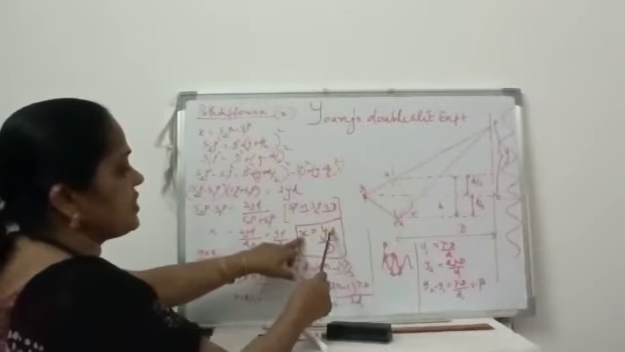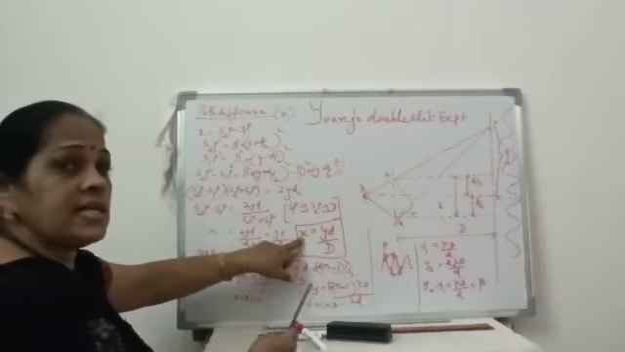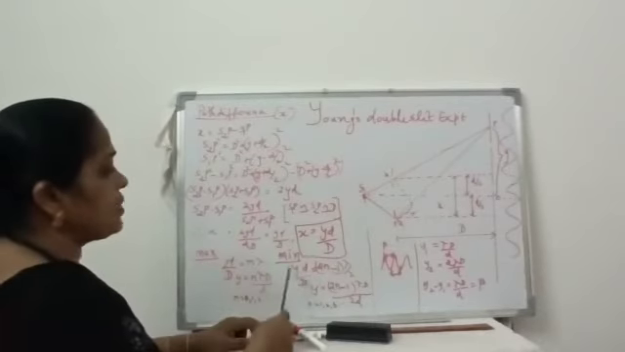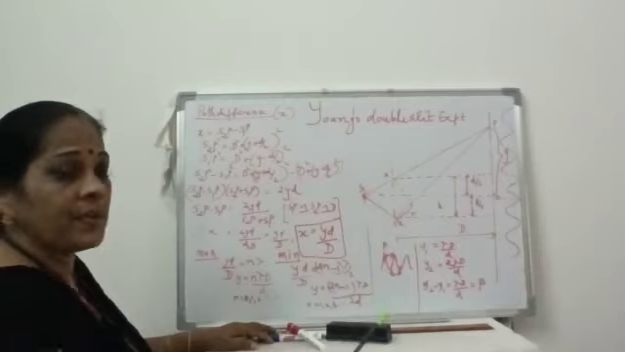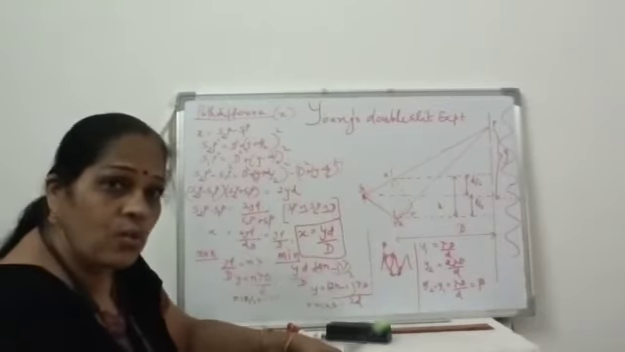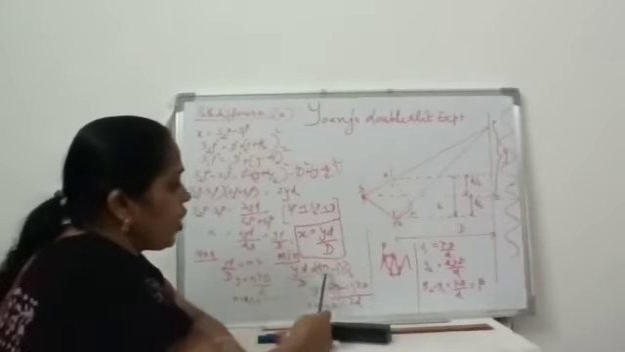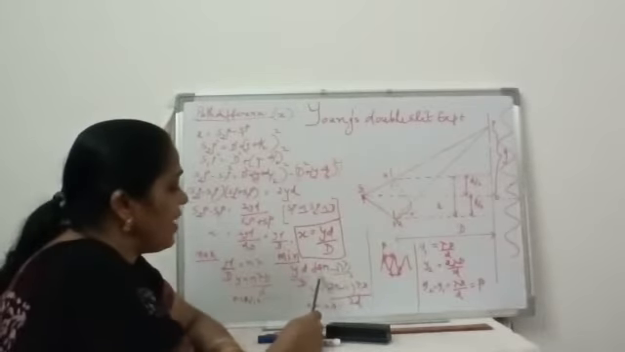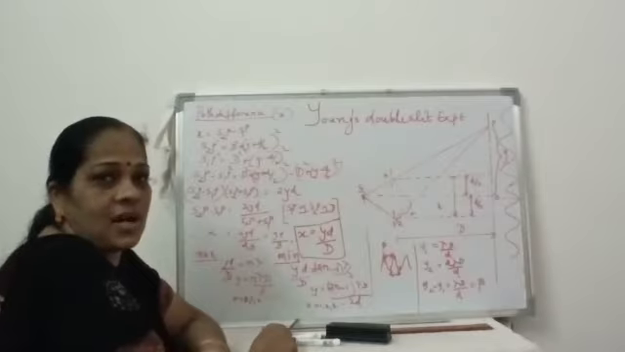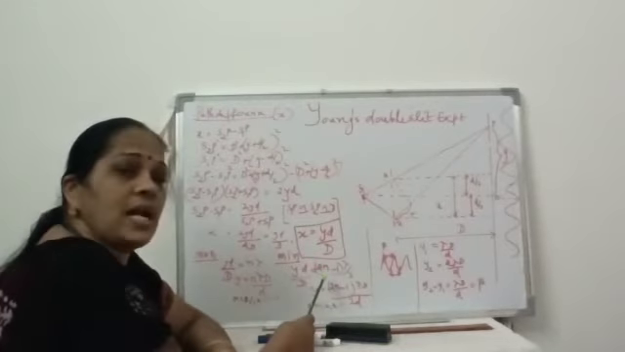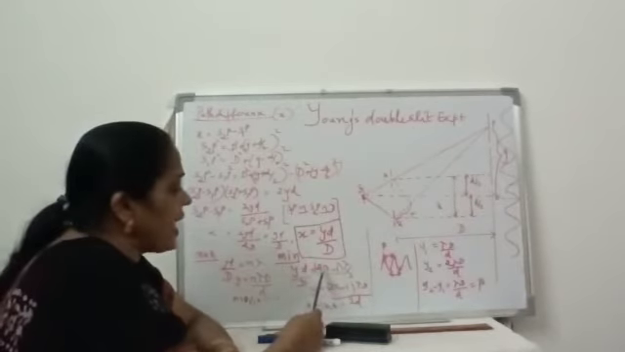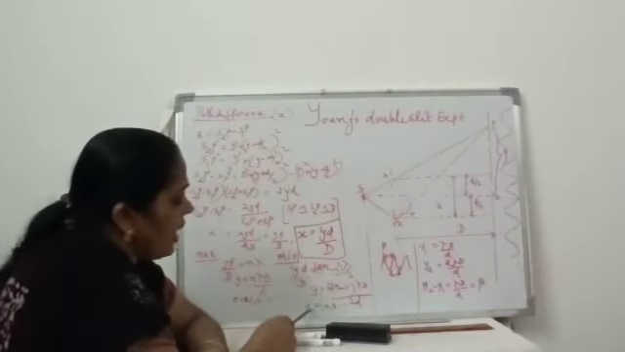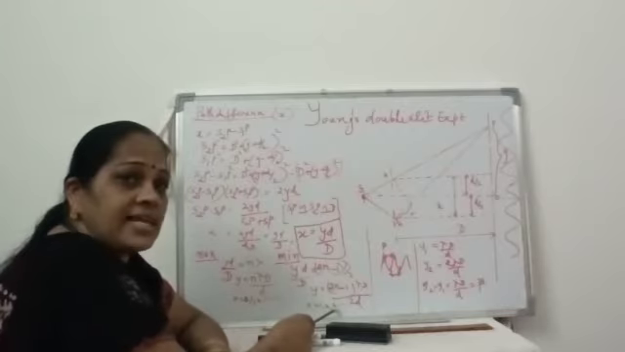Now, this is the expression for path difference. What is the condition for a path difference for a minima? It is (2n plus 1) into lambda by 2, where n is 0, 1, 2, 3, etc. You can also take it as (2n minus 1) into lambda by 2, where n is 1, 2, 3, etc. To make our calculation easy, instead of taking 2n plus 1, I have written it as 2n minus 1. But you have to substitute n as 1, 2, 3, etc.